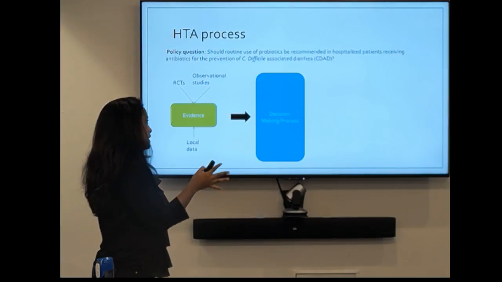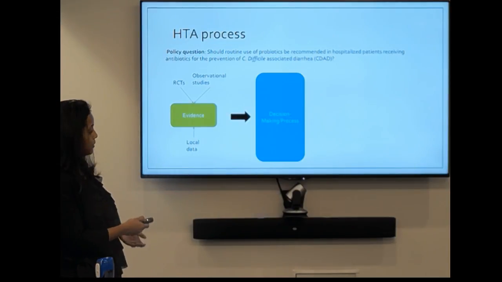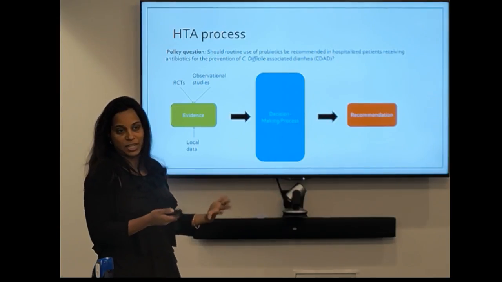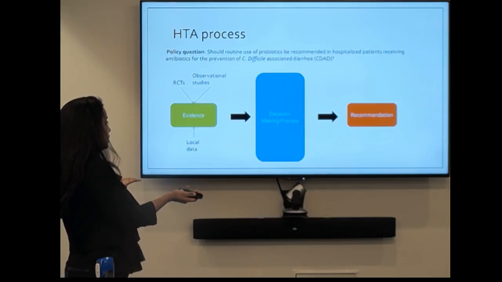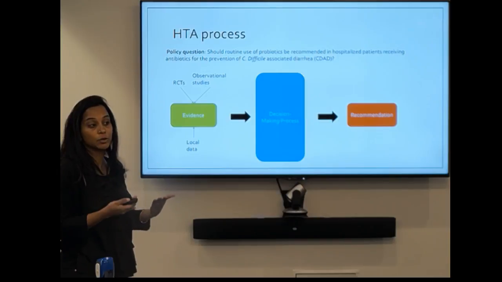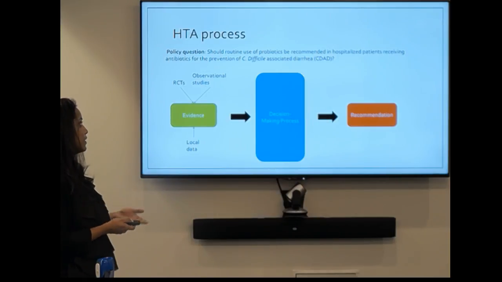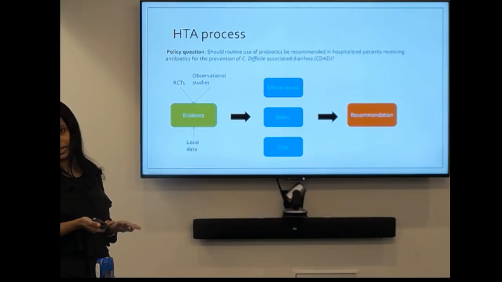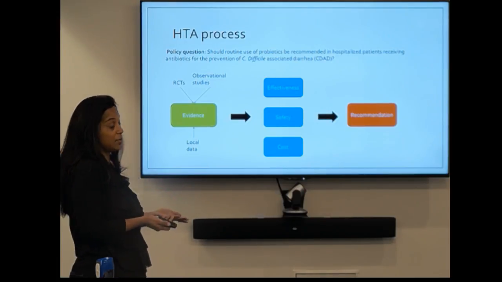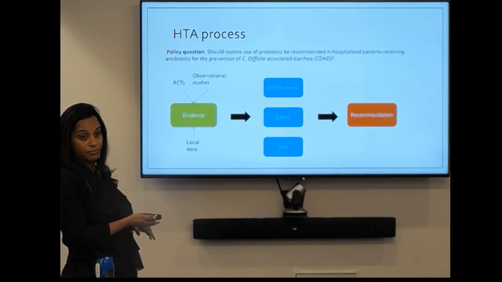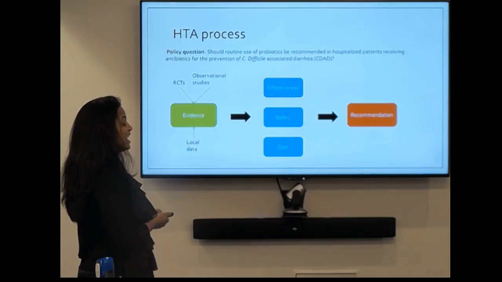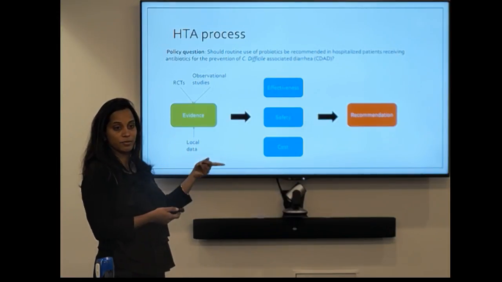So this technically should then go into the decision-making process, which informs our final recommendation. But what exactly is the decision-making process? That is what we are trying to figure out. What goes into the decision-making process? How do we evaluate the value of this intervention? So there are three big players: effectiveness, like would probiotics be effective in reducing diarrhea? Is it safe? And what's the cost of integrating this intervention? But are these three enough to inform the final decision?